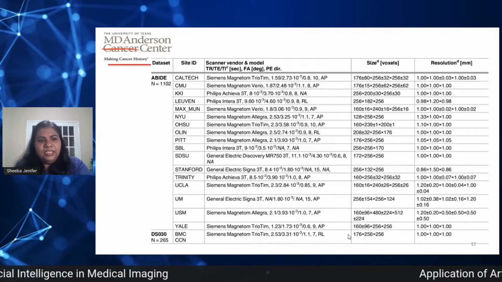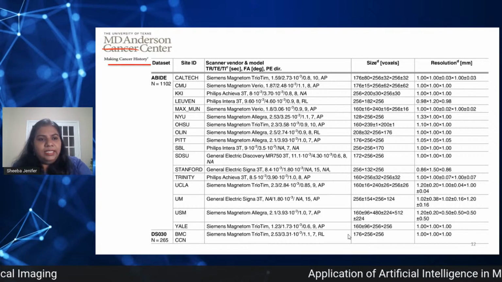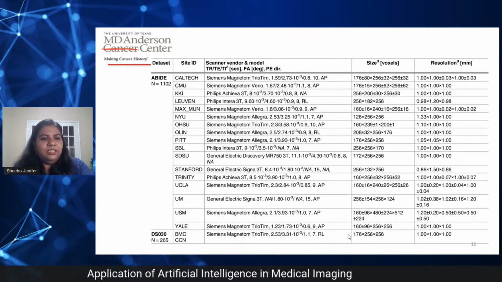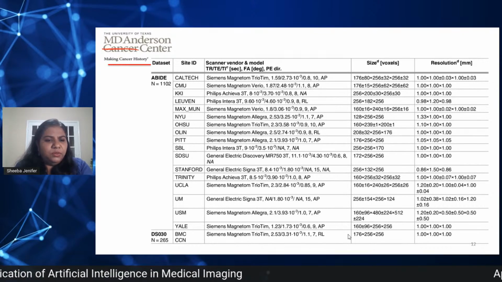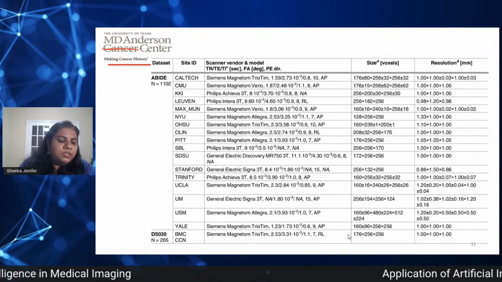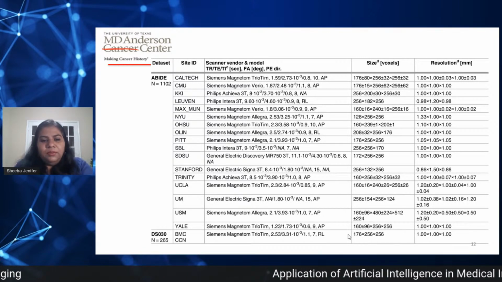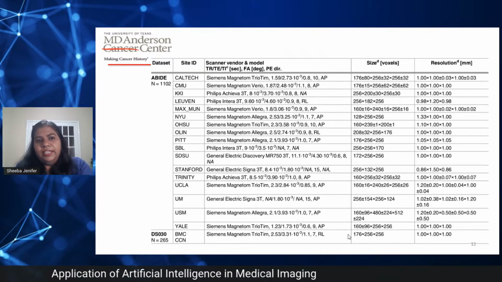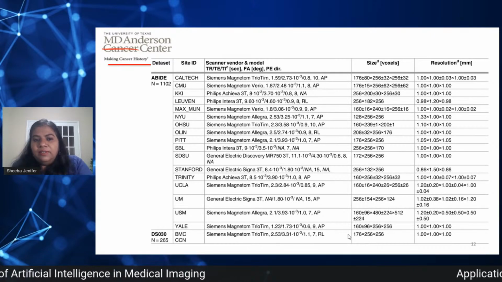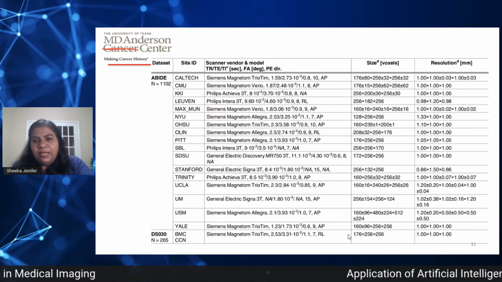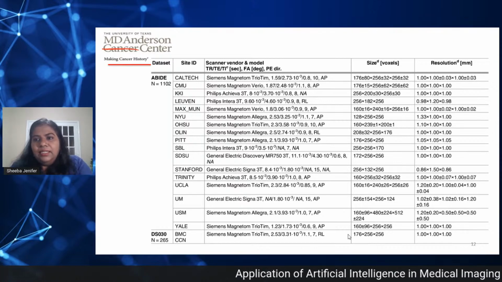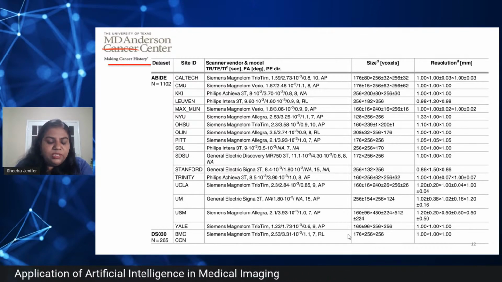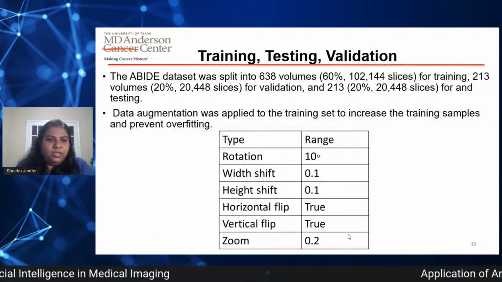If you look at the distribution of this data set by site ID, you can see Caltech, the California Institute of Technology, and the others: Pitt is the University of Pittsburgh, Stanford University, Trinity Hospital, Yale Hospital. These were the places, and the third column shows the kind of scanner and vendor model used to scan these MR images. You can see the size and resolution of these images are very diverse, and this is the data used for training our deep learning model.